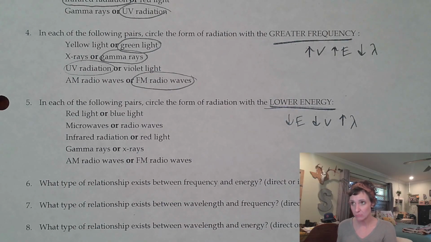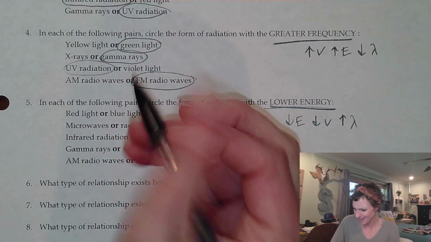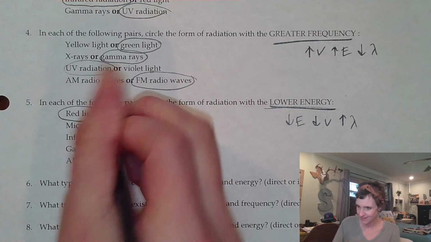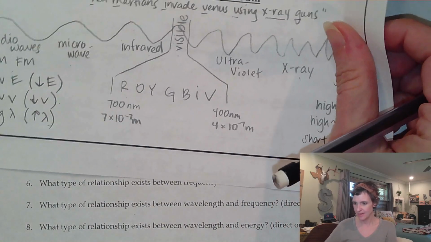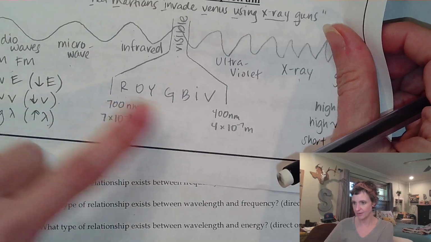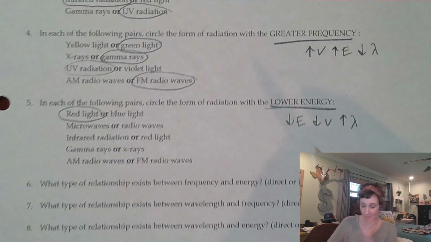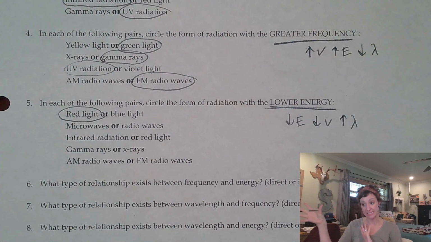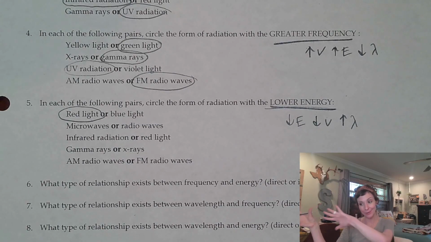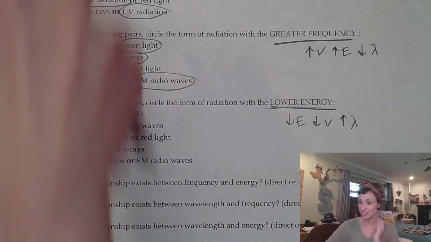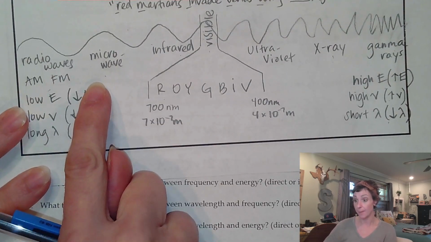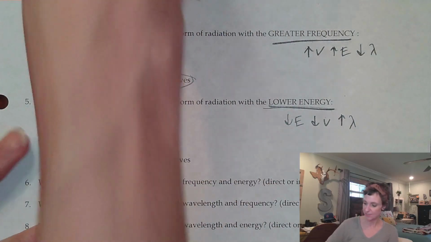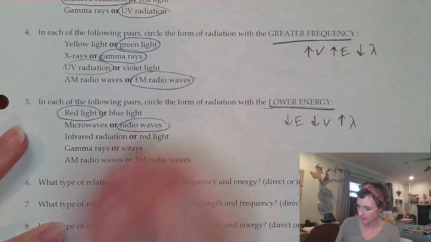So in that case, red light or blue light. Red is the lowest energy color in our visible spectrum. So I can go ahead and circle that right now, right? I could check my answer on my spectrum and be like, yep, there he is. Definitely lower energy than my blue in there. Microwaves or radio waves? We know radio waves, lowest energy that I have. And microwaves have got to be a little bit more energetic. Not that much more energetic. Look, he's only right there. But that means my radio waves, for sure, are the lowest energy waves.